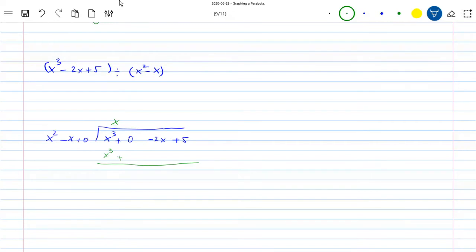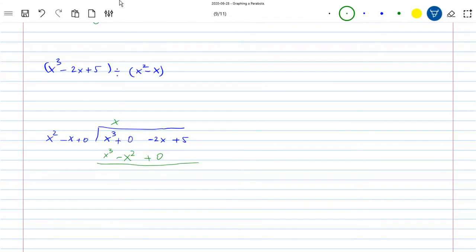X times negative x becomes negative x squared. So here you'll have negative x squared. If you don't write that 0, then you might write the negative x squared under this and compare these two together, which you cannot do. X times 0 is 0.